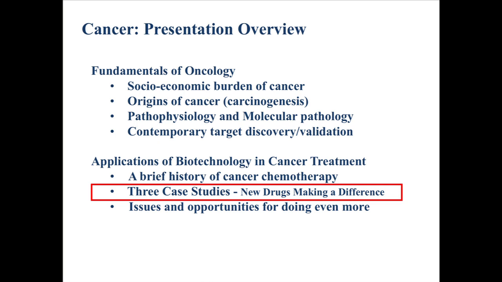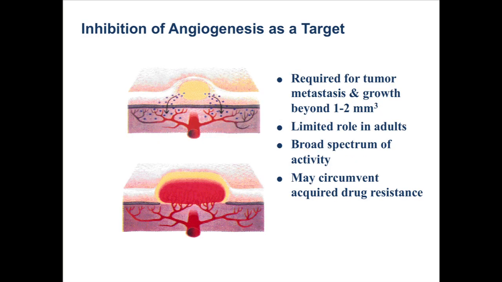Let me now turn to different case studies on new drugs developed out of biotechnology approaches that are making a difference. And this, I think, will shed some light on the future of new drug targeting in the post-genomic era. We have recognized that inhibition of angiogenesis is a specific target, that angiogenesis is required for tumor metastasis and growth beyond 1 millimeter volumes, as demonstrated in many different types of cancer, including breast cancer, and that there is a broad spectrum of activity that results in angiogenesis.